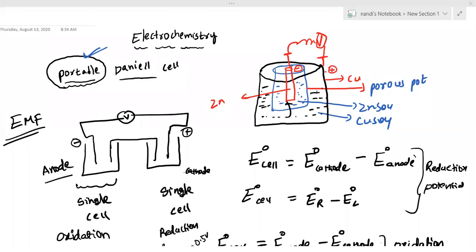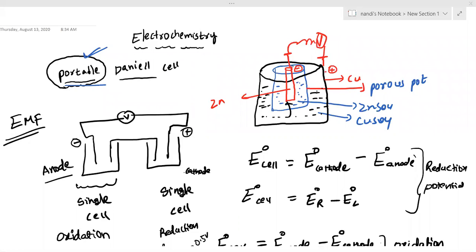Completed that one? Added portable Daniel cell. Okay. Yesterday I gave the Daniel cell term; just add "portable" before that one. If that is completed, then open standard hydrogen electrode. For the portable Daniel cell term, you need to add the diagram.